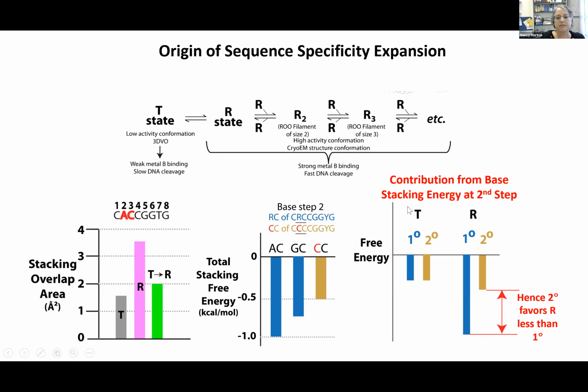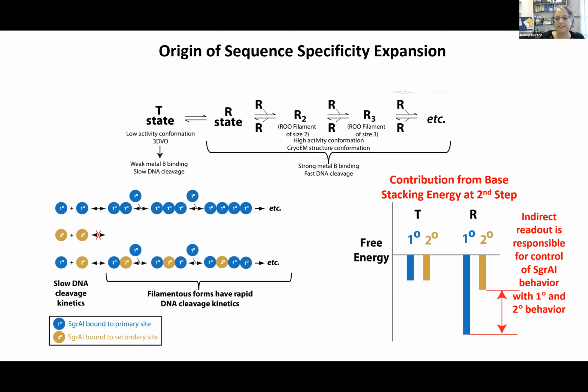So what we think is this perturbs the T versus R energy, the ratio between the two energies, because the primary site is contributing more energy to the R state than the secondary site, just merely because of this DNA structure. This is our hypothesis that we're now testing. This is a form of indirect readout of DNA sequence because we're using the sequence-dependent DNA structure and energy to differentiate between different states.